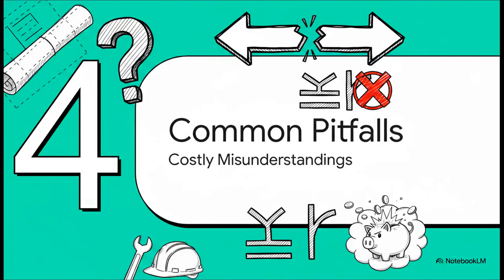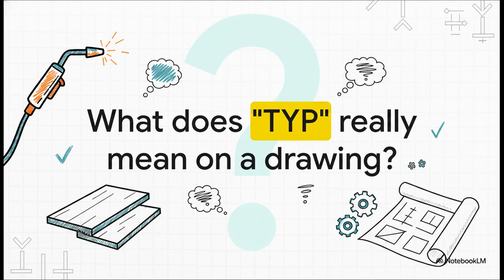Okay, so knowing the language is one thing, but communication can break down, and when it does on a blueprint, it can lead to massive delays and cost a ton of money. So let's look at a couple of common pitfalls the source material points out. You've seen this on drawings all the time, right? TYP. It means typical, and it's supposed to be a shortcut. But typical of what exactly? If that's not crystal clear, you can get some pretty creative interpretations back in the shop.